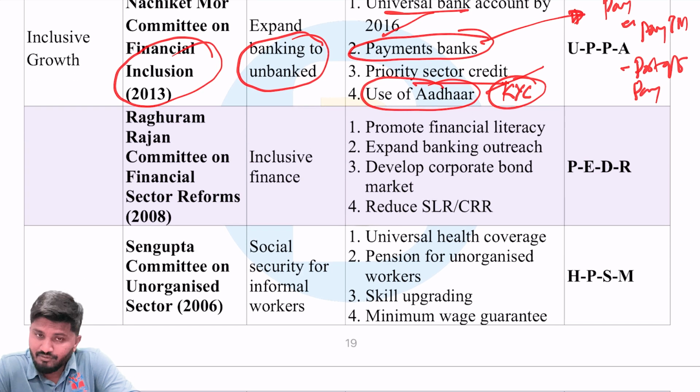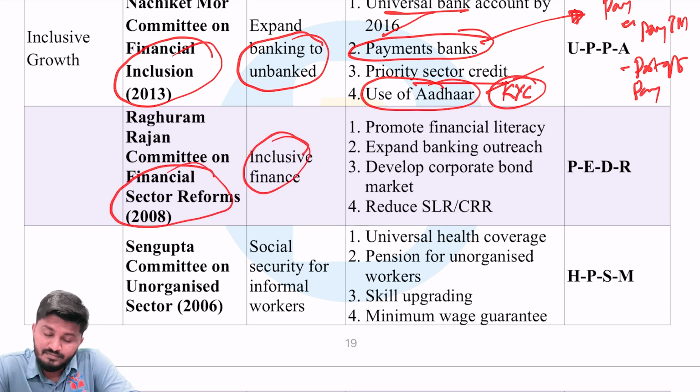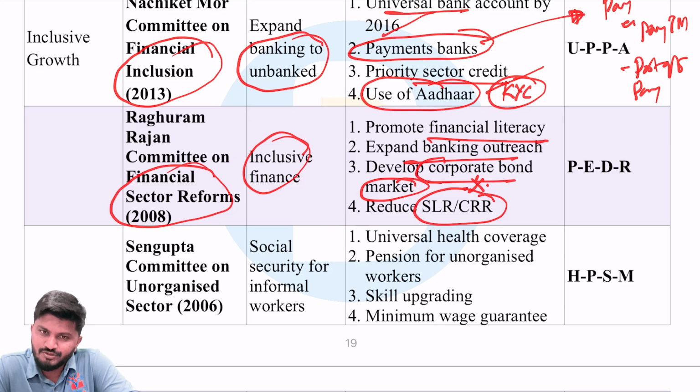Next is Raghuram Rajan Committee on Financial Sector Reforms. It was on inclusive finance. The recommendations were promoting financial literacy, expand banking outreach, develop corporate bond market, very important recommendations, and reduce statutory liquidity ratio and cash reserve ratio.